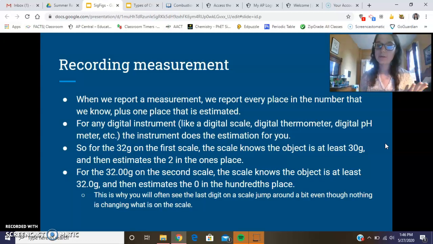So for the 32 gram reading on the first scale, the scale knows that the object is at least 30 grams and it is estimating the ones place. So it's estimating a 2. For the second one, it knows the 30 grams. It knows the 2 grams. It knows the 0.0 grams. What it doesn't know is that hundredths place, that last digit, and it's estimating that last decimal place. So again, that's usually why you will see the scale jump around a little bit when you are making measurements.